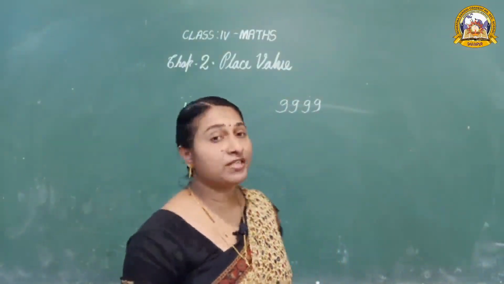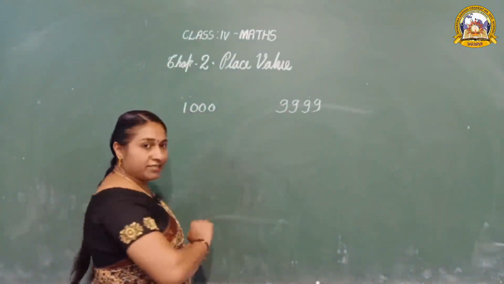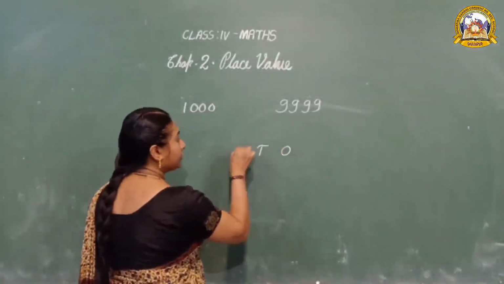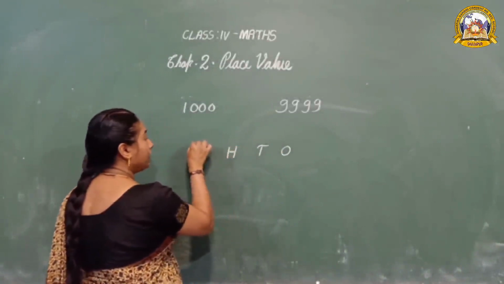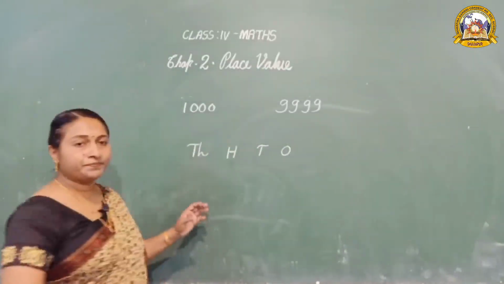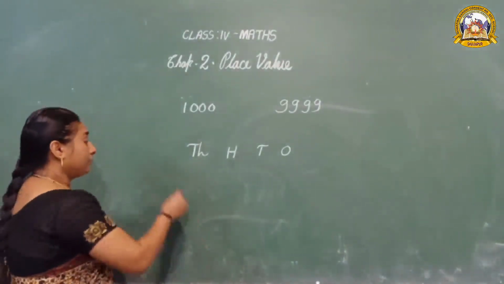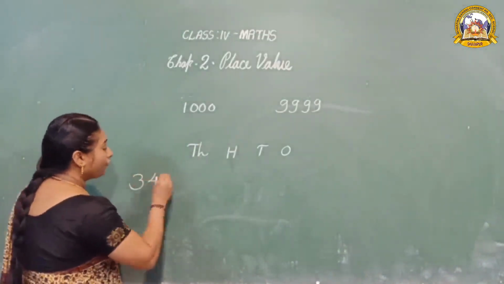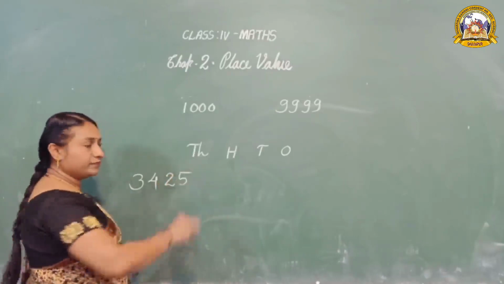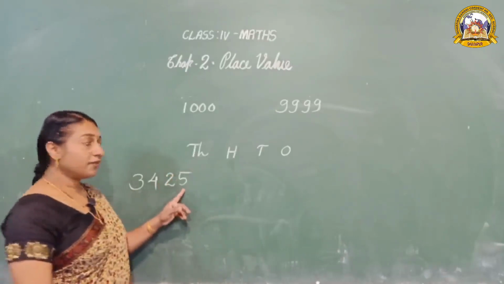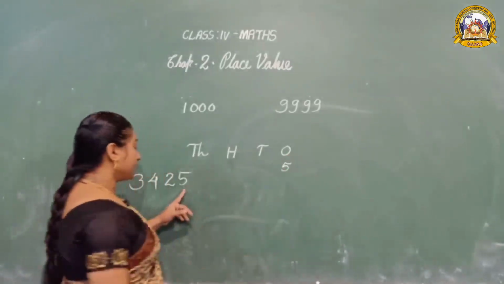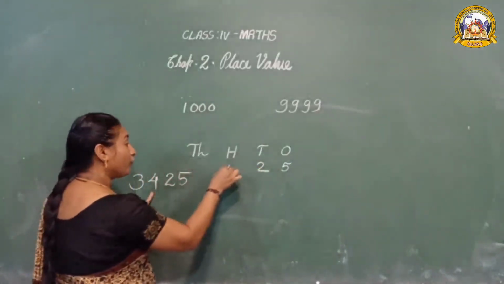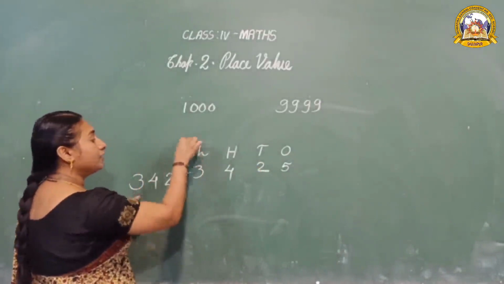How can we draw the place value chart? Yes, for 4 digits, we want ones, tens, hundreds and thousands. Then, let us arrange a number. For example, 3425. Okay, how many ones are there? Yes, 5 ones. Then how many tens are there? 2 tens, 4 hundreds and 3 thousands.